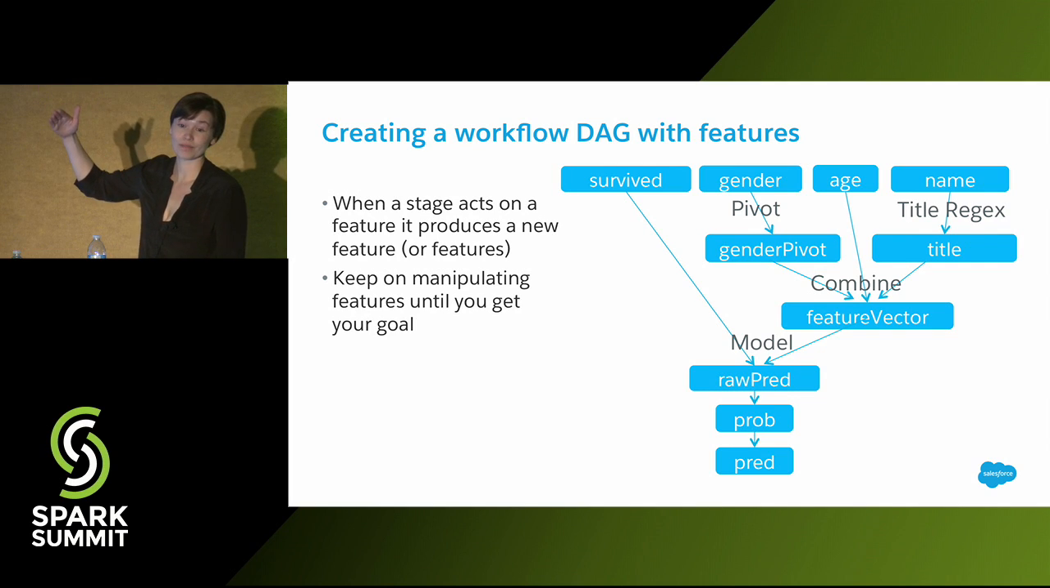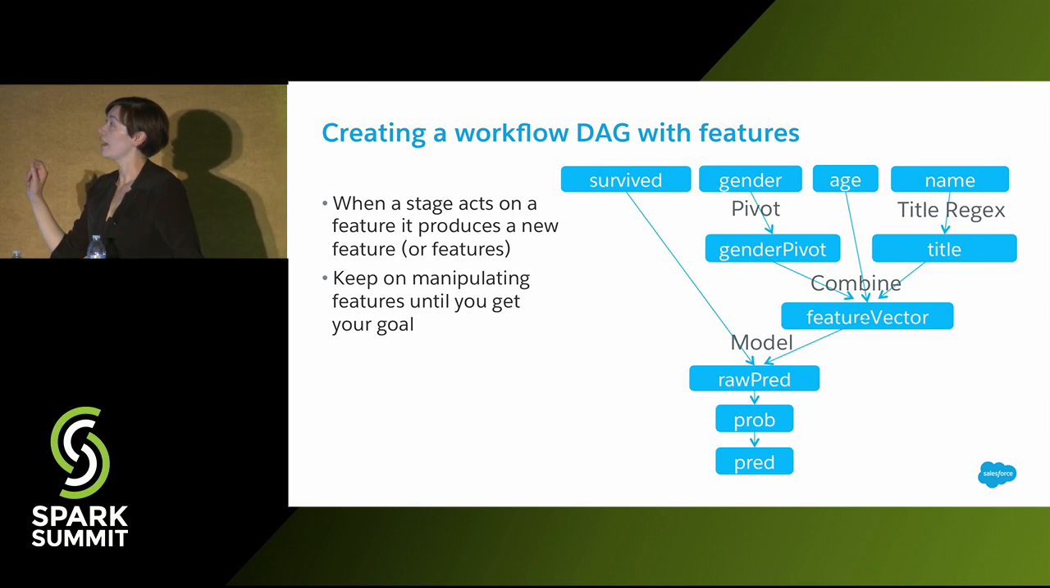So gender can be pivoted, and you'll get that as a tab completion in your editor because the type of gender, categorical, allows you to pivot. Similarly, name allows you to do a regex. Anything can be combined into a feature vector, and then you can model if you have a feature vector and a label, right?